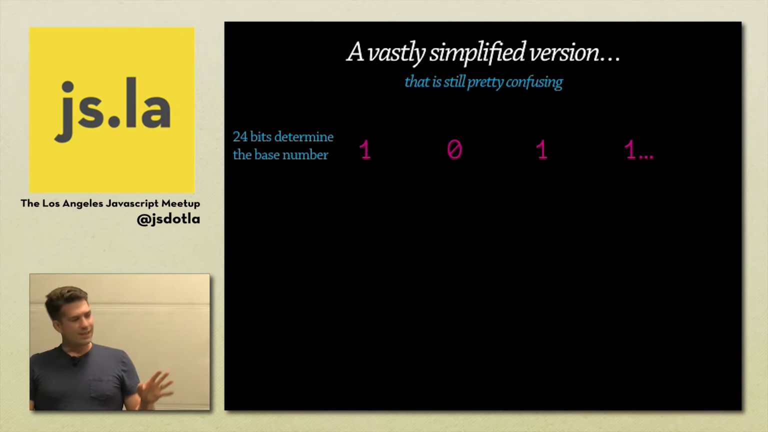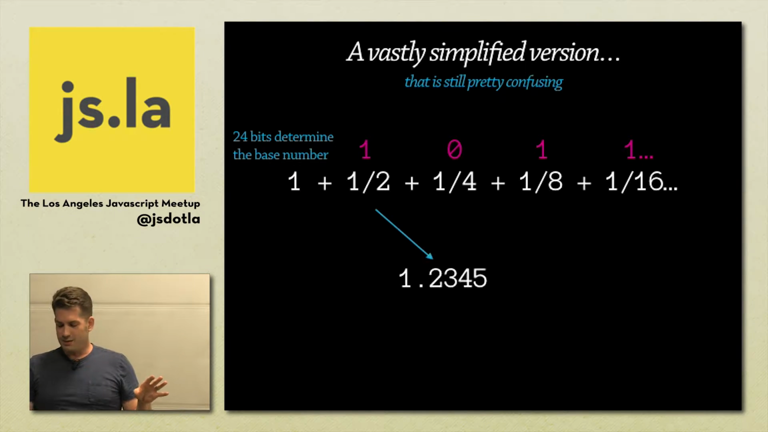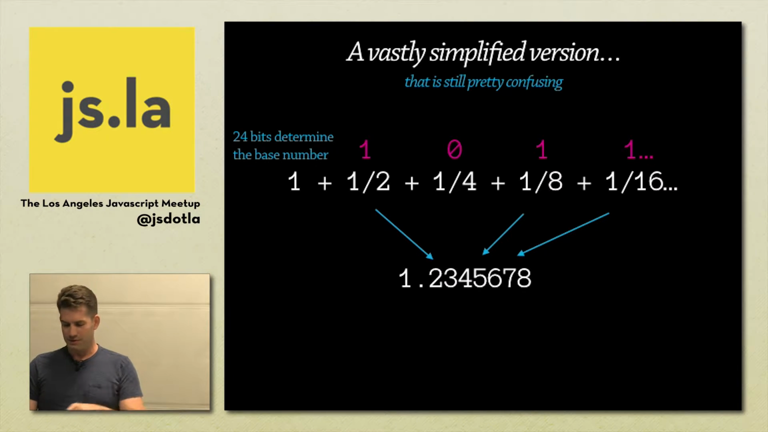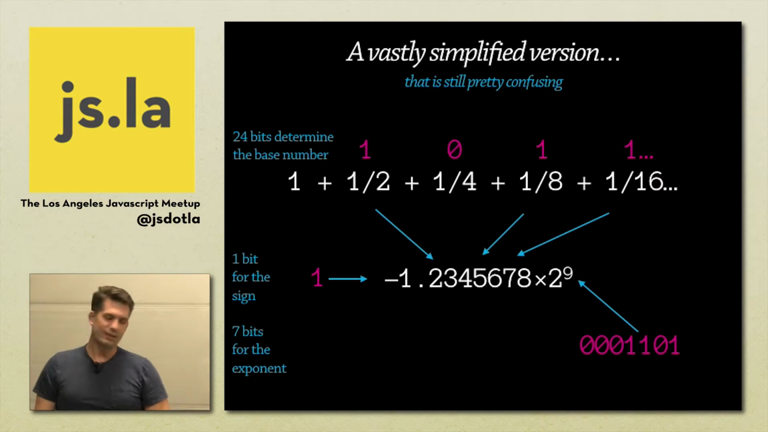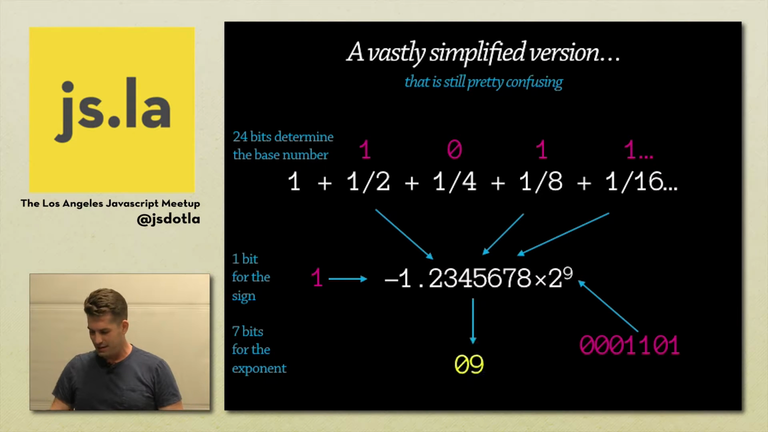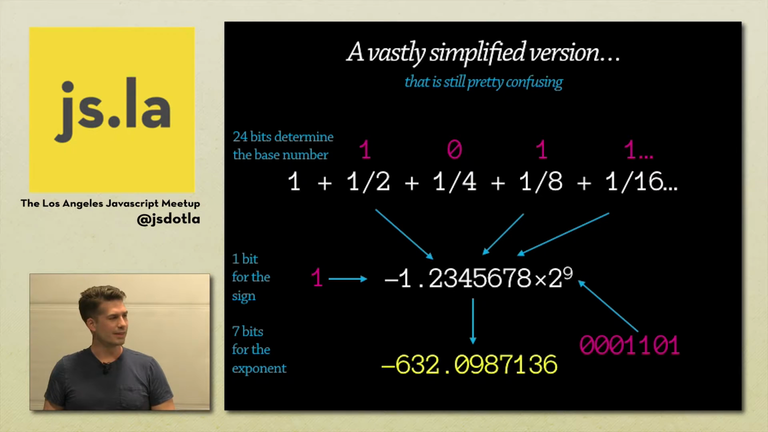So you have 24 bits that determine the base number that all represent a fraction of a number. So you get something sort of like this. So let that sink in for just a second. So you add up all these different fractions together to get a base number. And then you use 1 bit for the sign, whether it's positive or negative. And then 7 bits for an exponent of 2. So you multiply 2 to the power of whatever this number is, and multiply all that together, and that's how you get some arbitrary number like this.